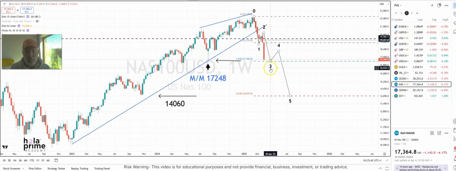We've got a 161.8% fib at 17,195. We've got a previous swing low at 17,248. There is ample scope for a correction to the upside, or at least some consolidation, some profit taking going into next week. Do I expect a trend reversal?